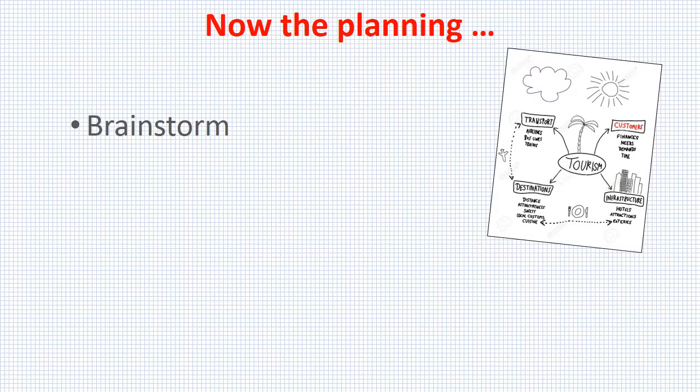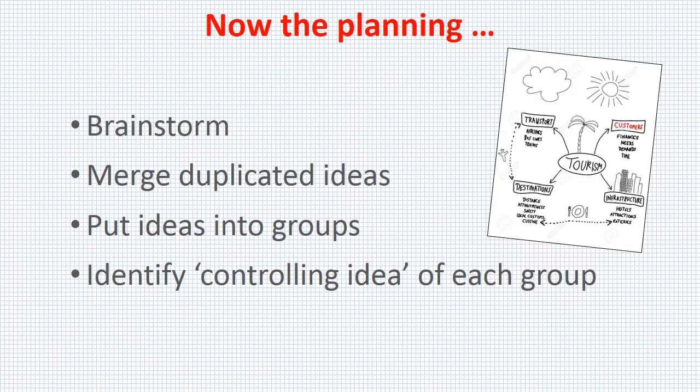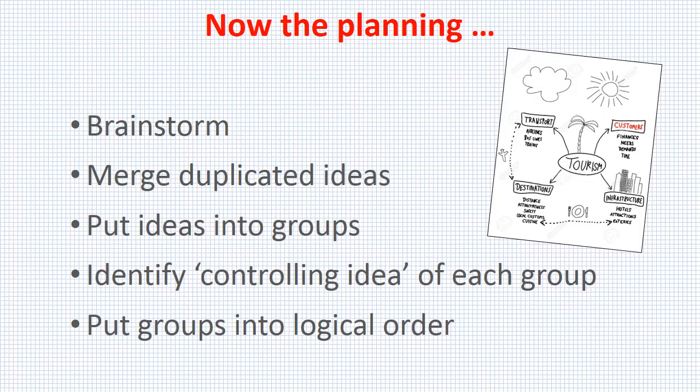And now we come on to planning. Students quite often struggle with generating ideas. However, if they've had enough time in the previous stage to discuss the topic, they should be able to do a brainstorm now. Then they need to merge any duplicated ideas. Next, they should put their ideas into groups and identify the common theme or topic of each group. And each one of these groups will become a paragraph. They should then put the groups into a logical order.